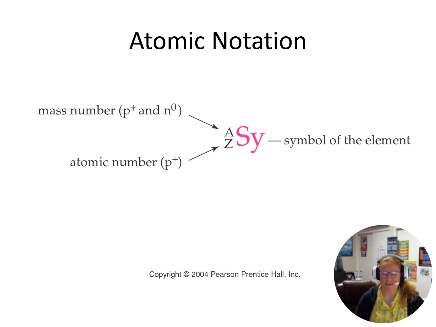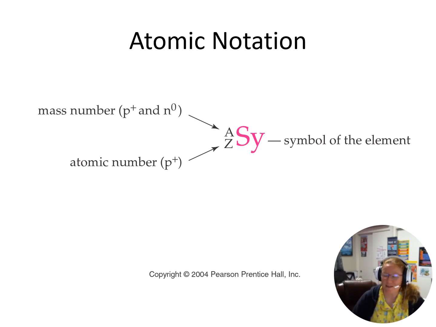When you get to something like silver, it's like 107.45 or something, because there's silver 107 and silver 109. Silver 107 is present in a slightly larger percentage than silver 109 is. So we get a little bit more weight toward the silver 107.